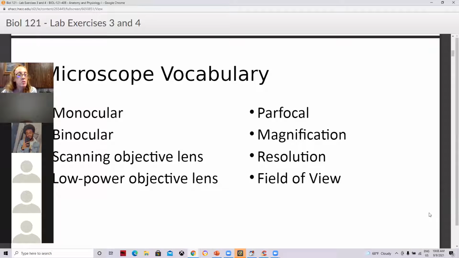So when you're done with the microscope, you want to make sure that your stage is all the way down to the lowest part it can be, and your scanning objective lens is in place.